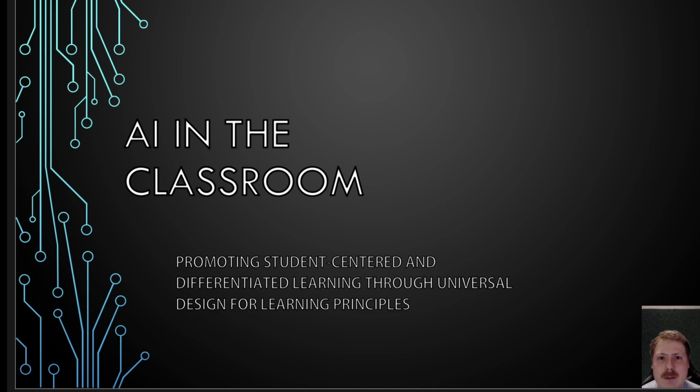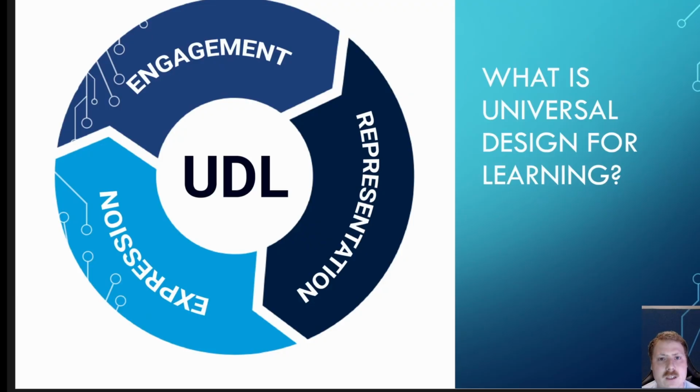Hi there, I'm David Reynolds, and I'd like to talk to you today about how to implement AI in the classroom using universal design for learning principles. A lot of classrooms have a lot of diverse learners. You'll have students of different cultural backgrounds, different learning preferences, and using universal design for learning, you can try to reach as many of them as possible, much more than a traditional classroom.